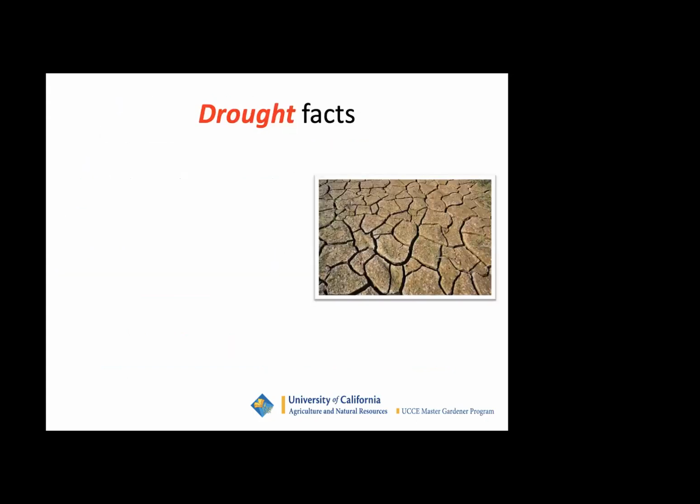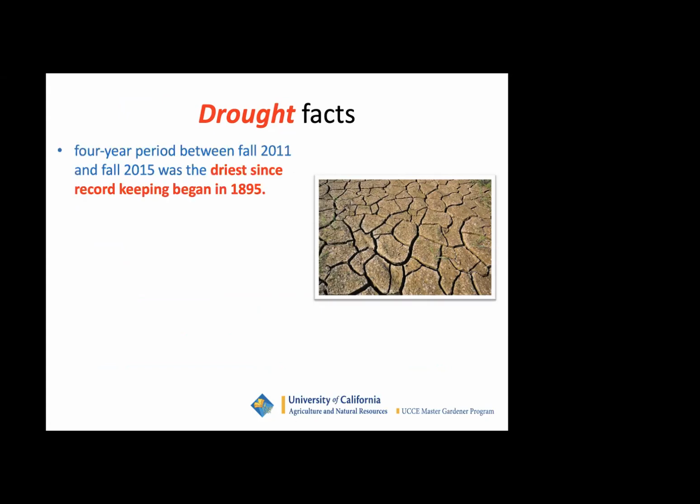So one of the big issues, of course, in our state is drought. And as all of the fellow master gardeners here would tell you, it's really not a question of if we're going to have another drought. The question is when and how long, how severe the next drought will be. So the 4-year period between 2011 and 2015 was the driest since record keeping began in 1895. We know that climate change is making all of these climate extremes worse. And so that's just further evidence of it.